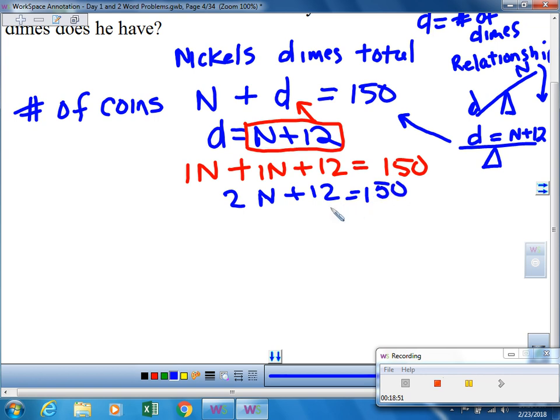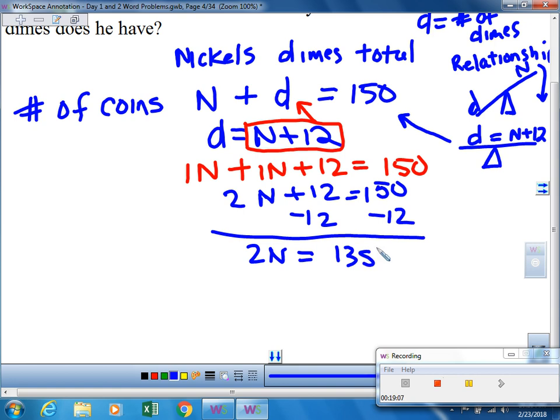So you should be writing this down. What am I going to do? I'm going to subtract 12 from both sides. 2N equals 138. Now I'm going to divide by 2. So when I divide by 2, I have N equals 69.